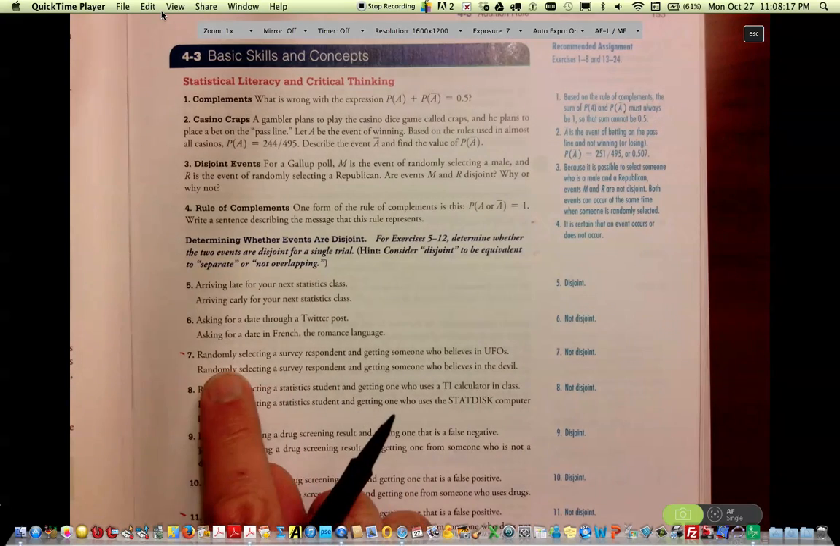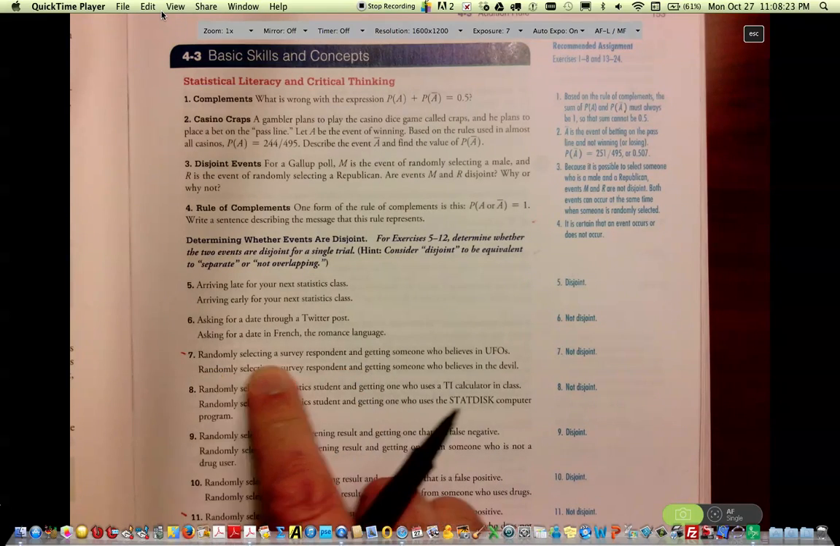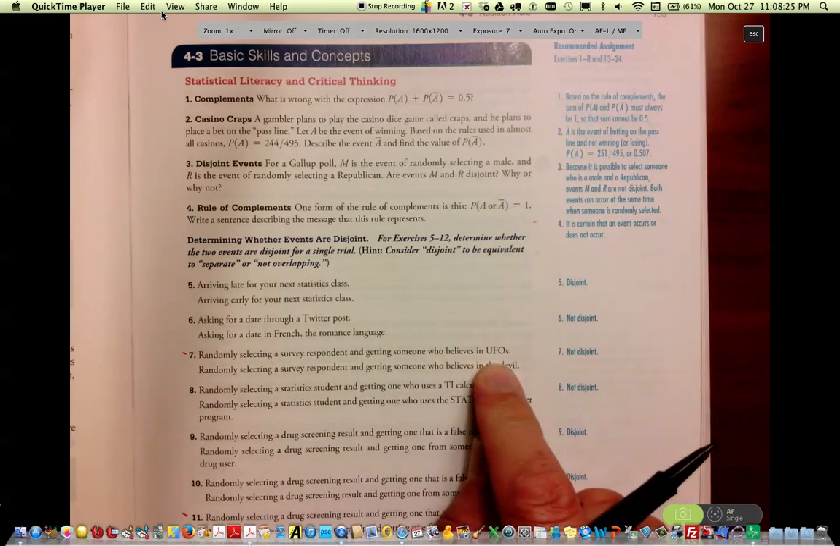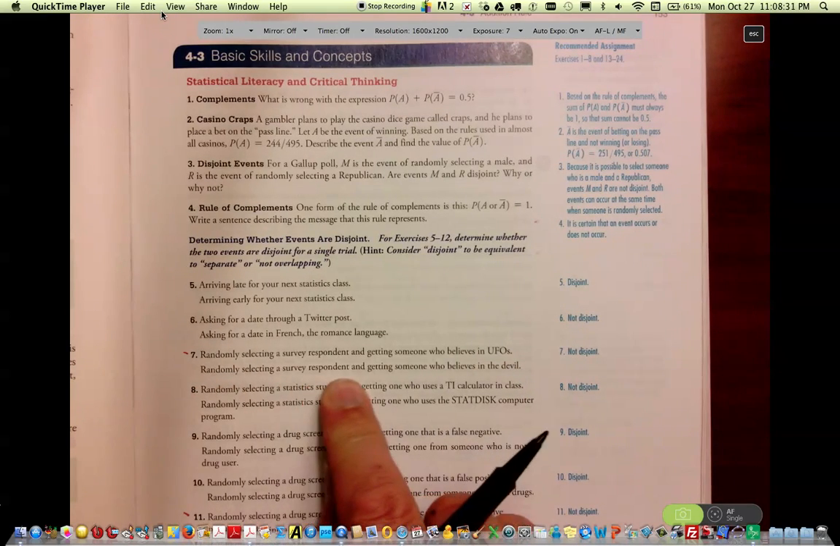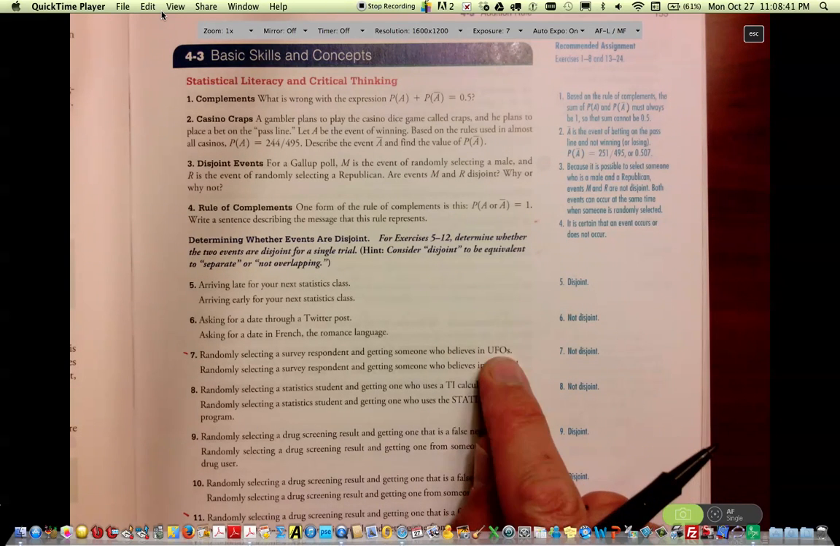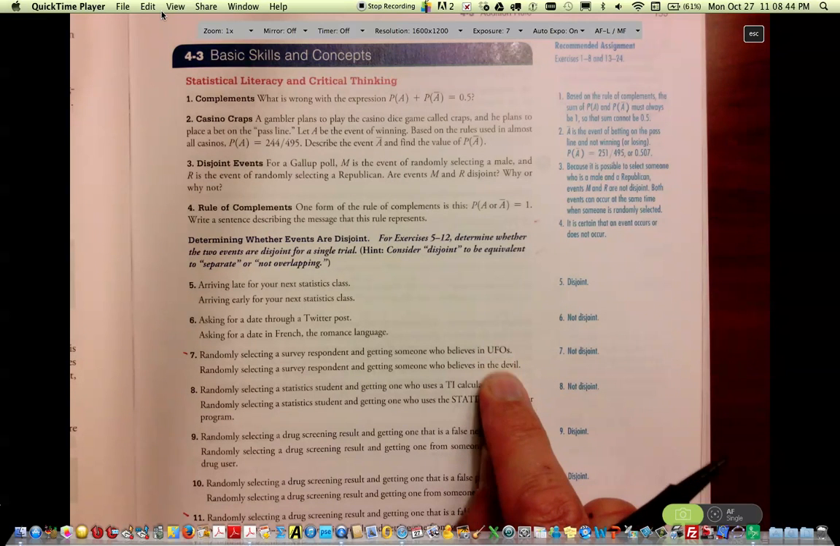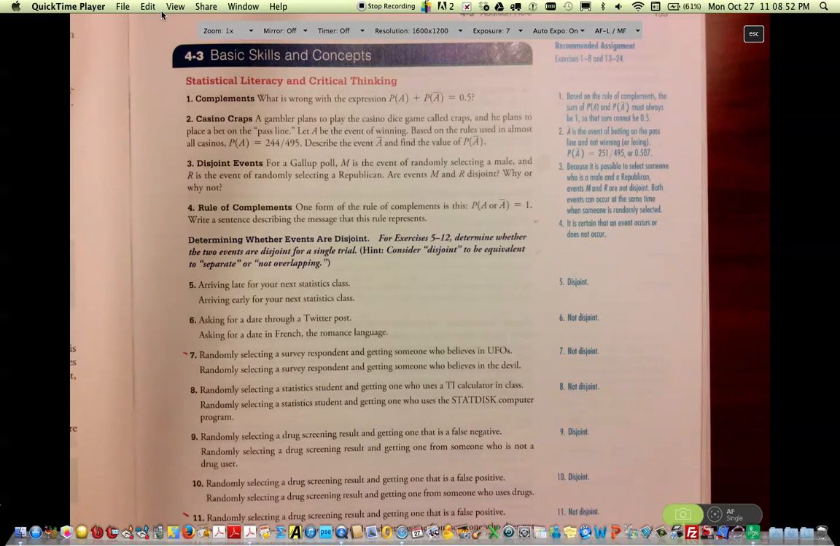All right, so suppose that you randomly select some person, randomly selecting a survey respondent and getting someone who believes in UFOs. And then the second one is randomly selecting a survey respondent and getting someone who believes in the devil. All right, so are those events disjoint or are they not disjoint? Well, if they're disjoint, that means that none of the people that believe in UFOs also believe in the devil. All right, I think we can probably find some people that believe in both. So these two events are not disjoint.